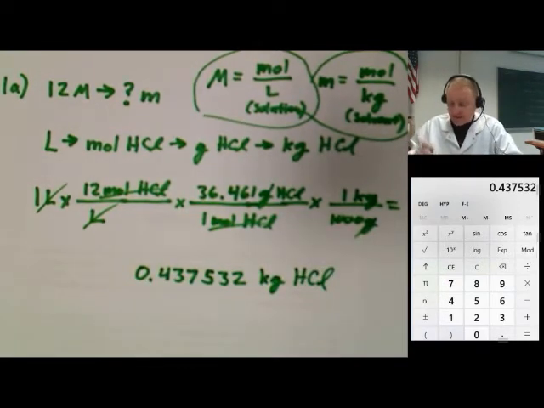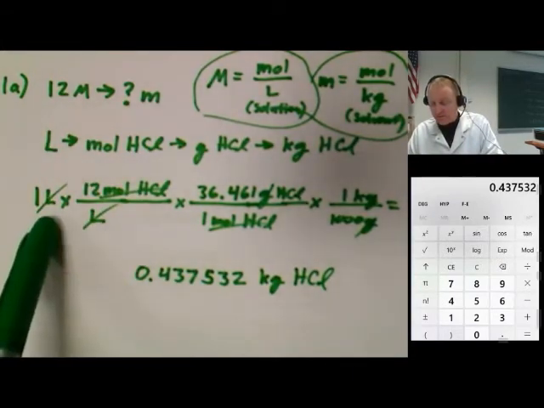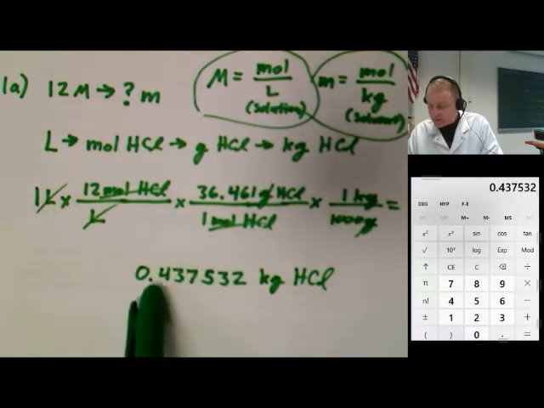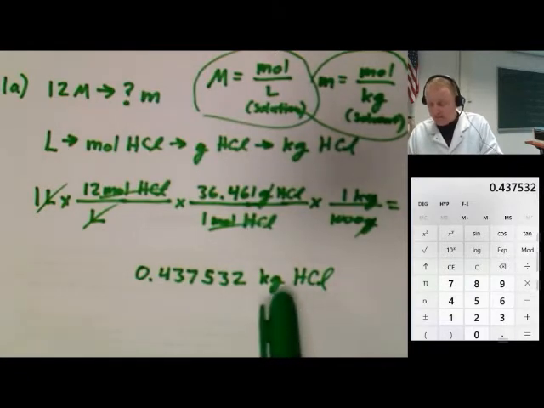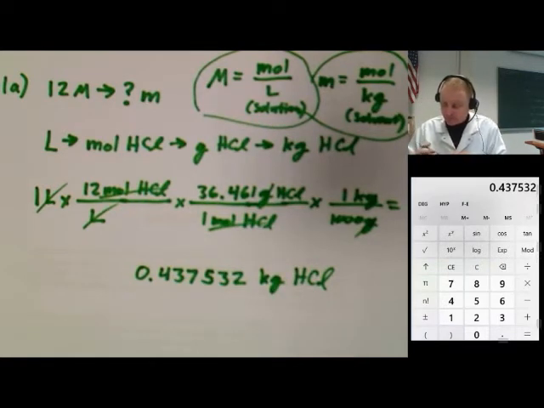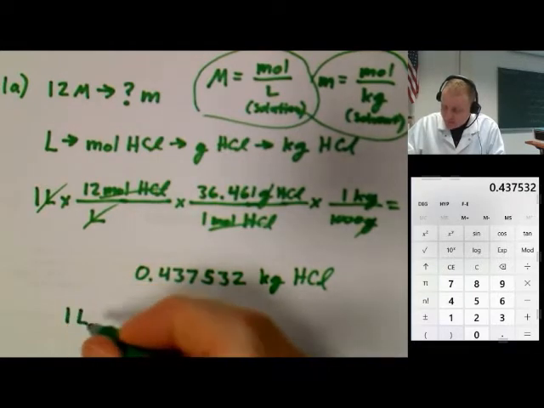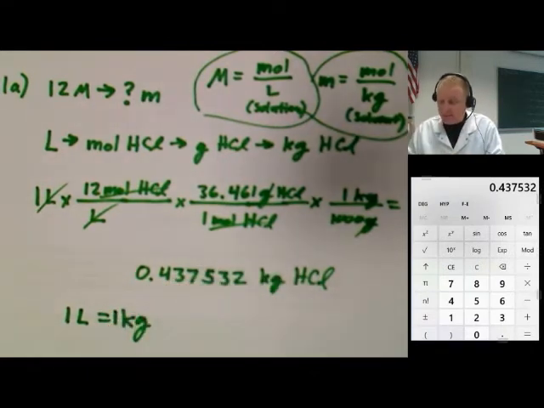What I just did here is I said, okay, if I've got a liter of this 12 molar solution, I know by doing this that the liter has 0.437532 kilograms of hydrogen chloride in it. Does that make sense, I hope? That if I have 1 liter, this is by mass how much hydrogen chloride is in there. Okay. I also know that for water, 1 liter of water equals 1 kilogram. So if I have a liter of the solution, that's the same as having a kilogram of the solution.